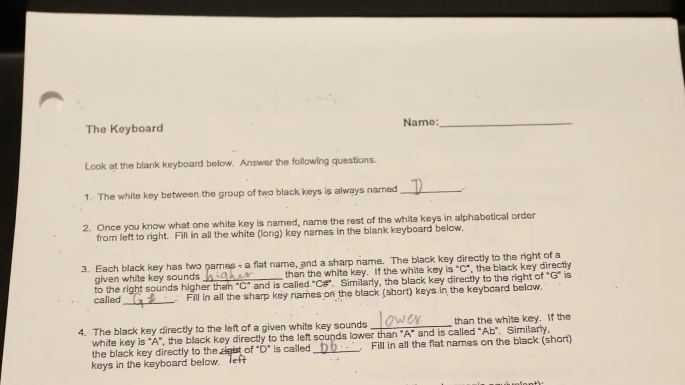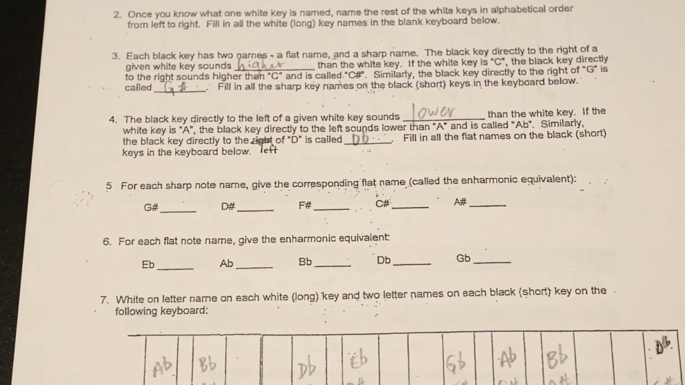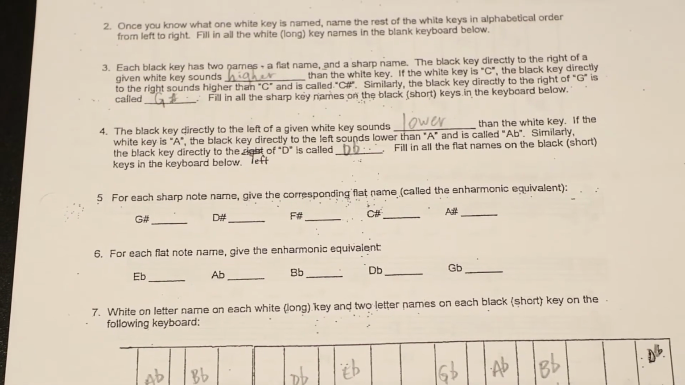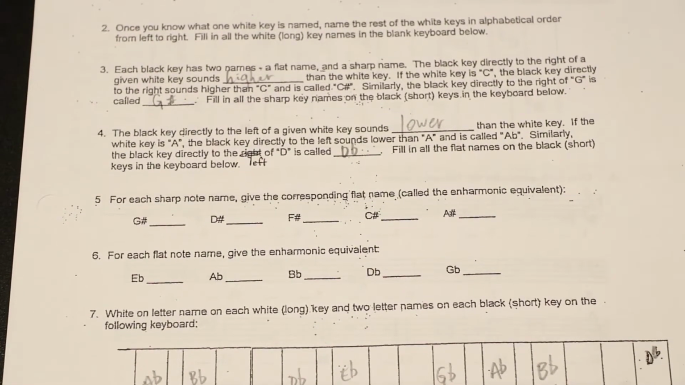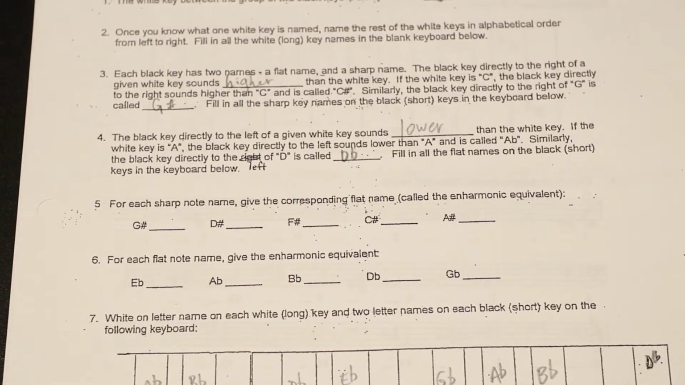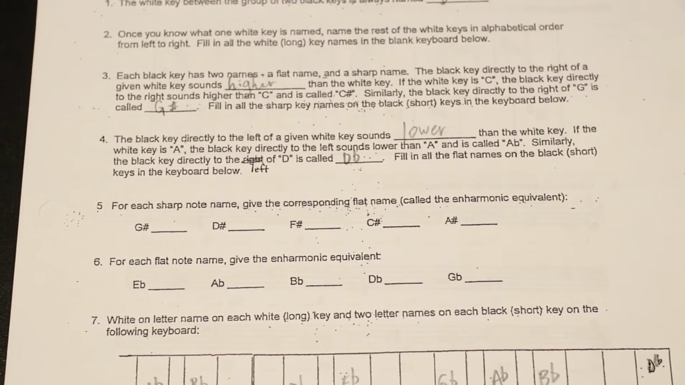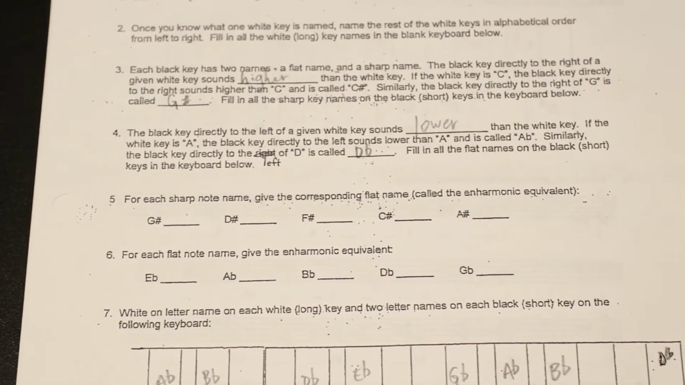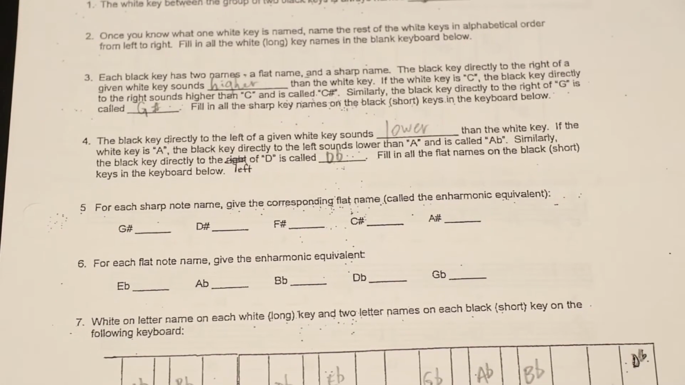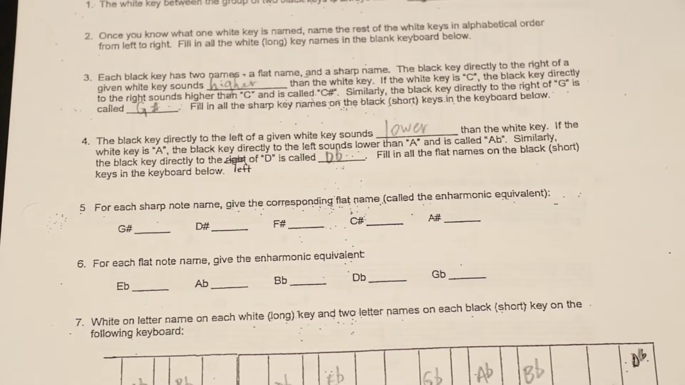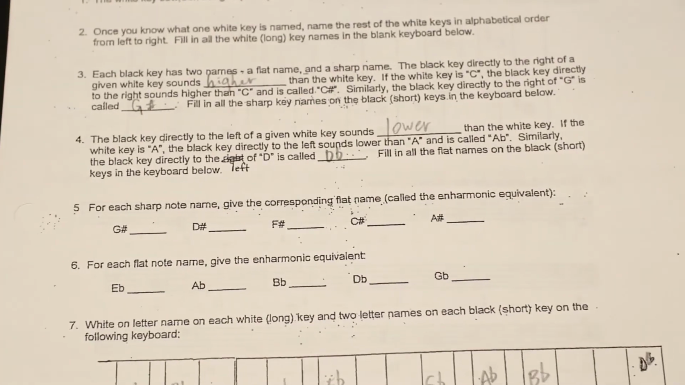So now for number 5, it says, for each sharp note name, give the corresponding flat name called the enharmonic equivalent. And then for each flat note, give the enharmonic equivalent. So this is where enharmonic equivalents come in handy. It's basically when it's the same note, but called by a different name, or by two different names.